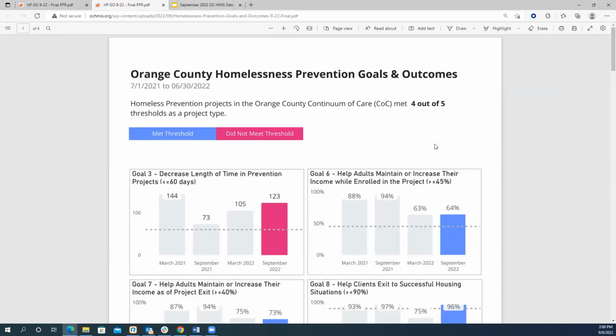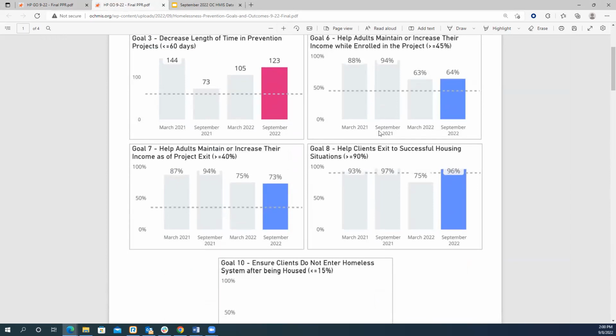So this is looking at all homeless prevention data that's in HMIS. For homeless prevention, we look at the length of time that the clients are in prevention projects. The goal is 60 days or less, and we're a little bit above our threshold right now, so we're still working on bringing that down.